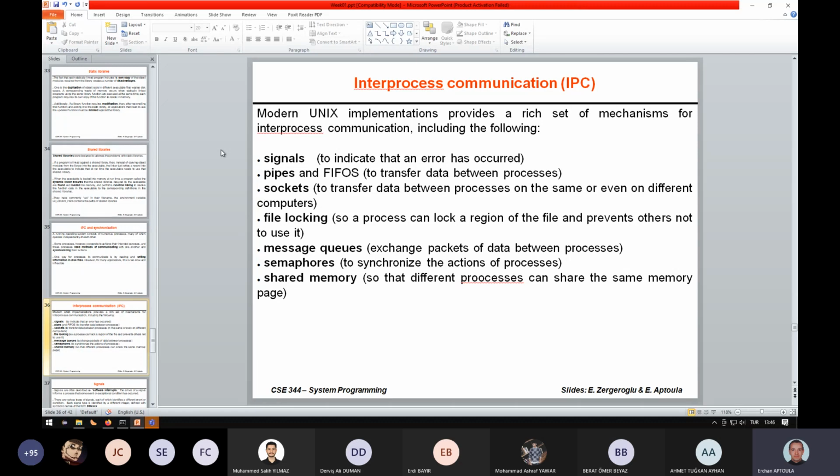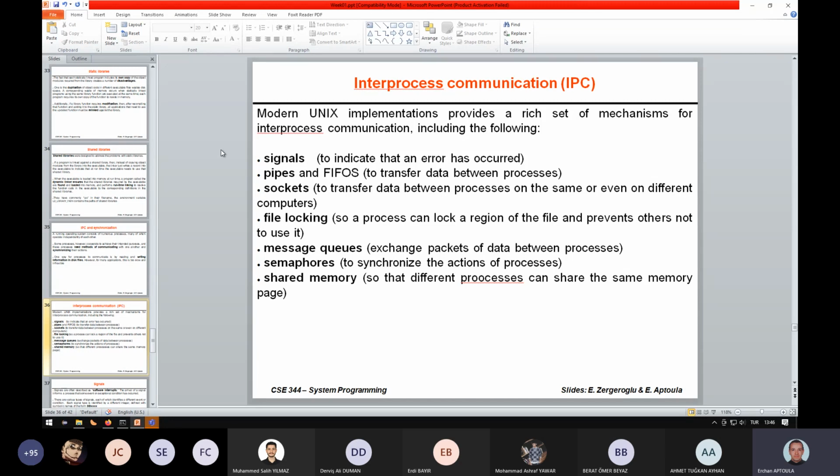There are also pipes, another method, and FIFOs, same idea, which can be used to transfer data between processes, but only between processes on the same computer and often between processes that are related. By related, I mean where one process is the parent of the other. Then we have sockets, the most generic, most general form of communication between processes, which can be used to transfer data even between processes on different computers. Even right now, while I'm talking to you, my computer is using sockets to communicate with your computers through, of course, the servers of MS Teams.